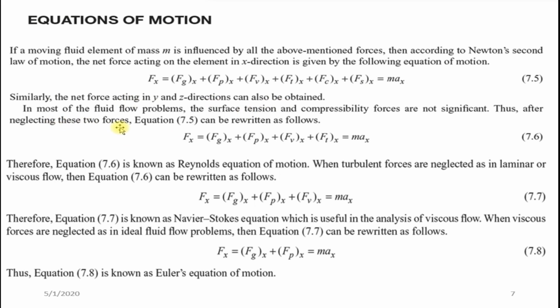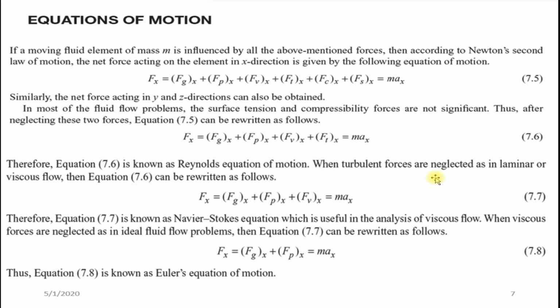If you replace, you will get the x, y and z direction net force. In most of the fluid flow problems, the surface tension and compressibility forces are not significant. That means you can neglect the force due to compressibility and force due to surface tension. If you neglect that, the equation becomes force due to gravity plus pressure force plus viscous force plus force due to turbulence, that is equal to mass into acceleration. This equation is called Reynolds equation of motion. If you neglect the compressibility force and surface tension force, the resulting equation is called Reynolds equation of motion.